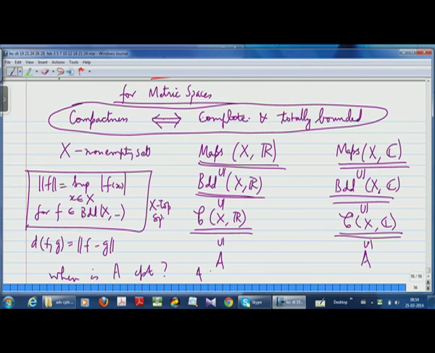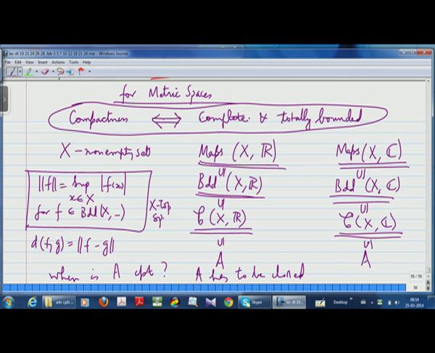But I told you a compact subspace of a metric space is always closed and bounded. The converse need not be true, as I have told in the case of R infinity. So if you expect A to be compact, A should at least be closed. That's a necessary condition. A has to be closed. This you cannot avoid.